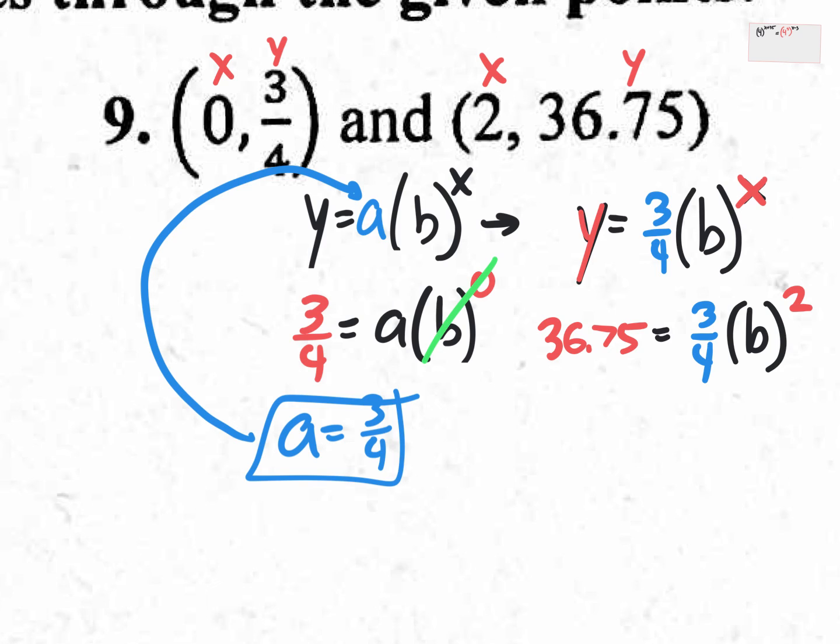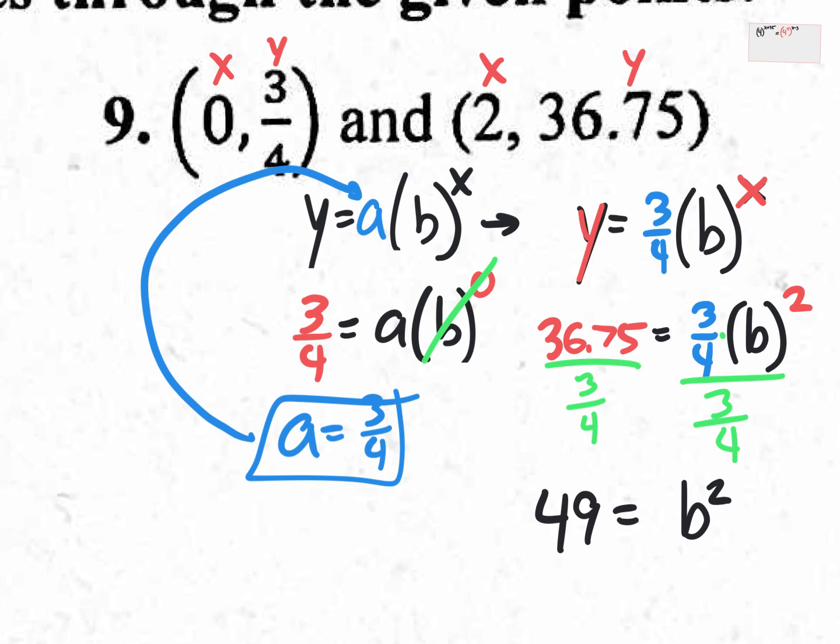And let's solve this thing. Any ideas? Divide by what? Okay, divide by 3/4. I know that's kind of weird, but you could do this on a calculator, especially because we have decimals. 36.75 divided by 3/4. What do we get? 49. That works out nicely. So we have 49 equals b squared. How do I get rid of the square? Square root. 7 equals b.